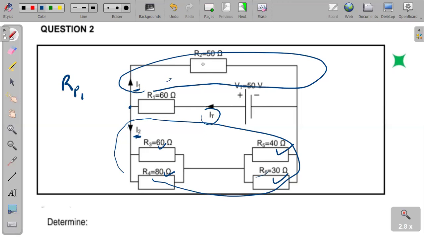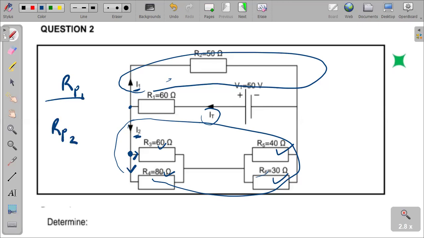How did we see that? Because of the division of current here. So that's the first combination we are seeing. Which other resistors are in parallel? If we follow IT here, it is divided at this junction that I'm marking, some current of I2 going towards this direction and some current of I2 going towards this direction. It means that the 60 and the 80 ohm are also in parallel.